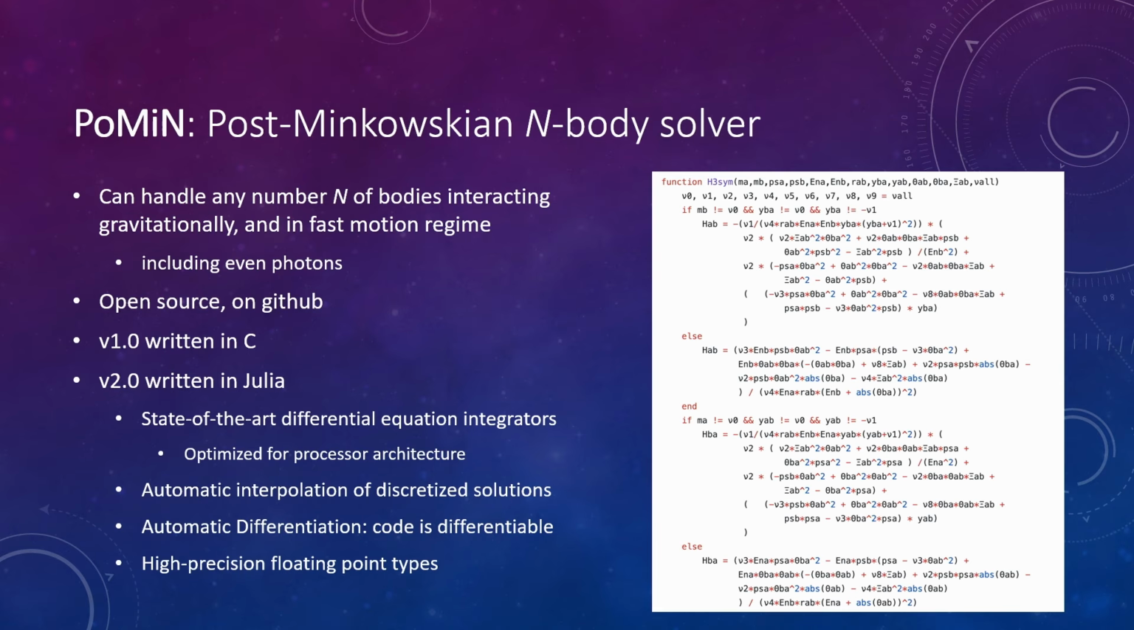Julia is a scientific computing friendly language. It has state-of-the-art differential equation integrators, which are optimized for processor architecture. It does automatic interpolation of discretized solutions to the differential equations that you've solved. It has automatic differentiation, which I'll come back to in a minute, but basically that allows you to differentiate any coded function. Any function in your code can be differentiated using automatic differentiation. And it includes high-precision floating point types. So it's a great language for doing scientific computing.